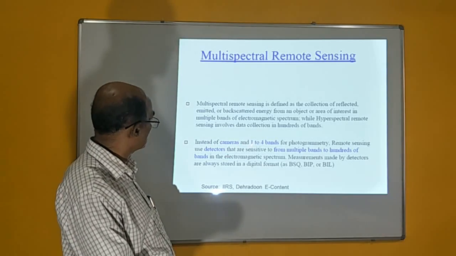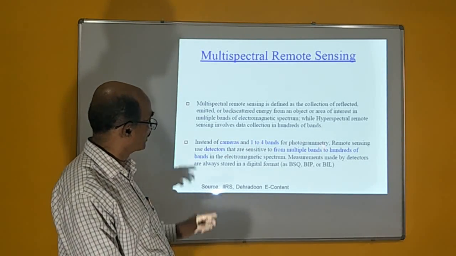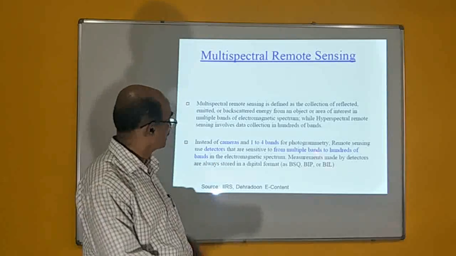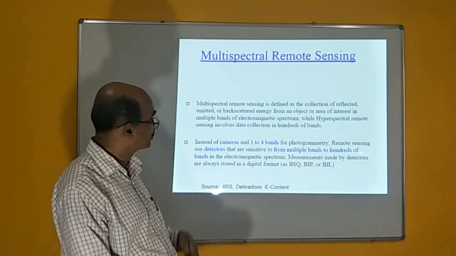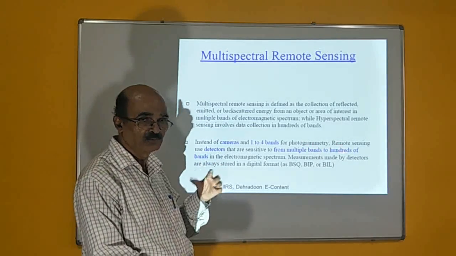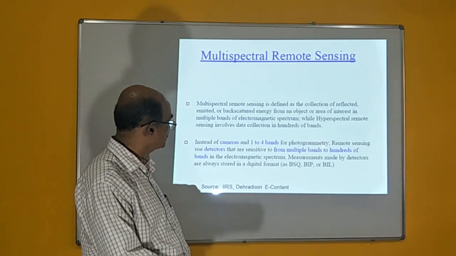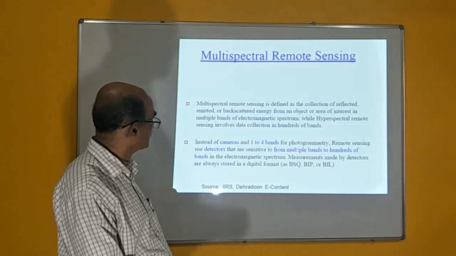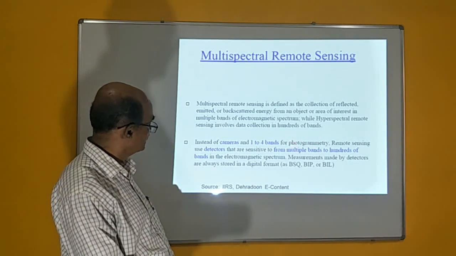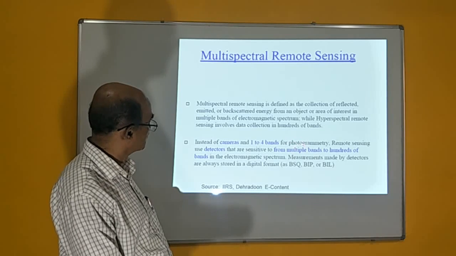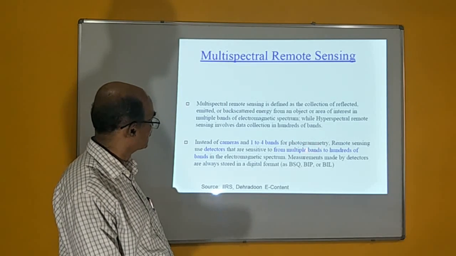See, instead of cameras and 1 to 4 bands for photogrammetry, normally in photogrammetry we make use of aerial photographs. Of course, now we have our own Cartosat satellite, which is also used for cartographic applications. So, aerial photogrammetry as well as space photogrammetry, satellite photogrammetry we say.